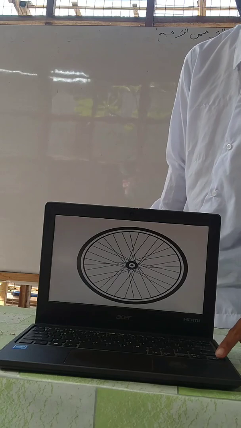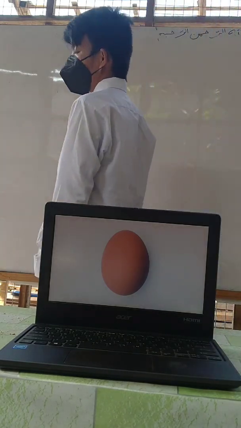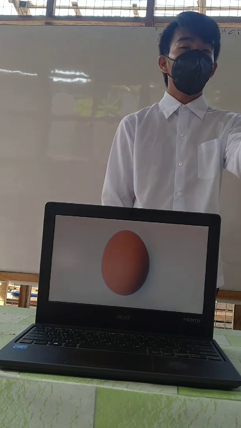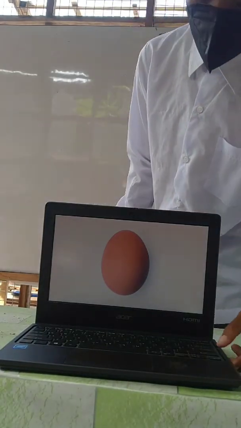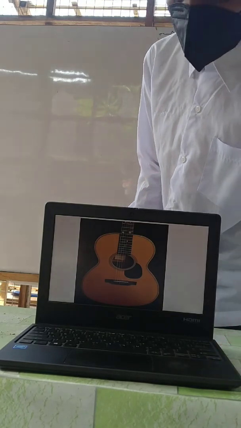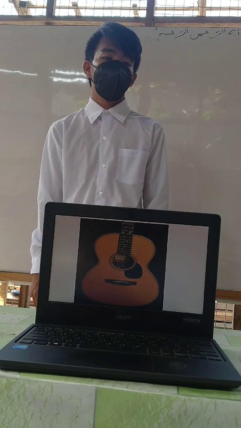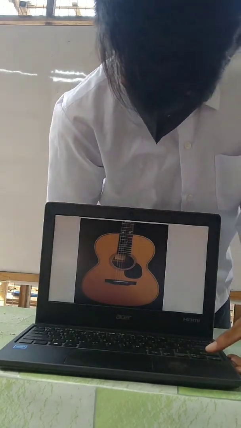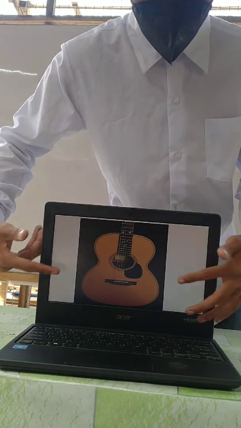Then the next picture is an egg. Egg is oblong. Yes, there are ellipse curves in the egg. Then the next one is parabola. Yes, you see parabola in the guitar. See this curve, it is parabola.